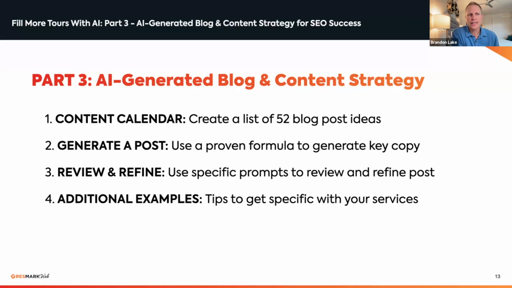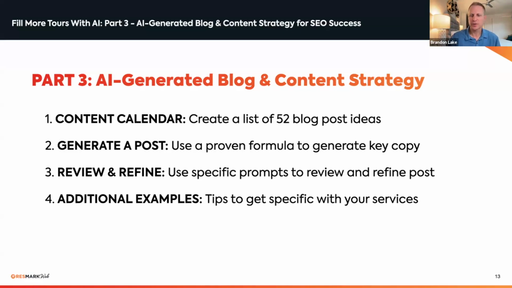Okay, so today we are going to actually design a content calendar. We're going to create 52 blog post ideas, whether you want to use that for 52 months and have a serious amount of content created for years, or whether you want to post every single week. You'll have 52 really great ideas at the end of this. We're going to take one of those and use this formula to generate key copy for your post. And then we're going to talk about how to review and refine it. And I'm going to give you some additional examples, some tips that I've seen that have produced better content.